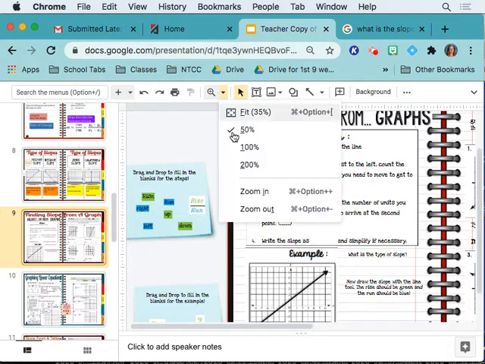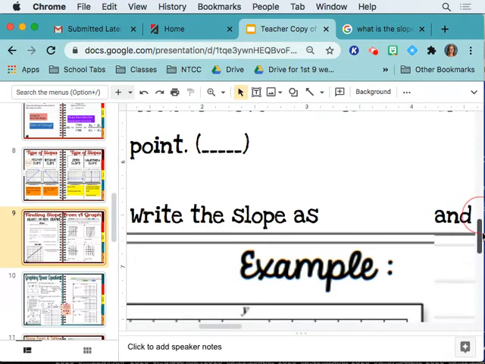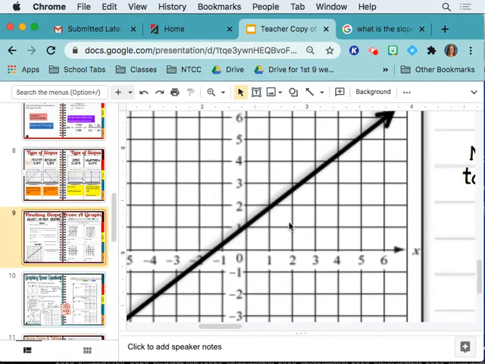So let me zoom in. Okay. So a lattice point would be a point that it goes exactly through. And this looks like a point we can go exactly through. This is not. See how it doesn't cross the grid lines exactly? So you want two lattice points, a point that crosses the grid lines.